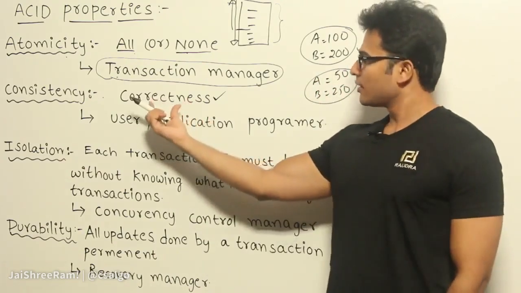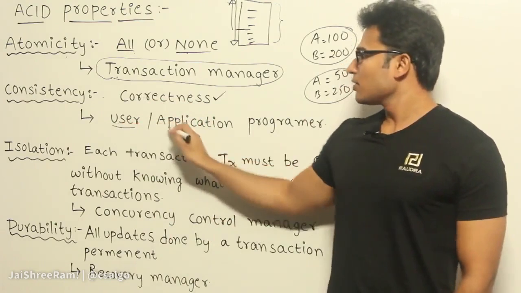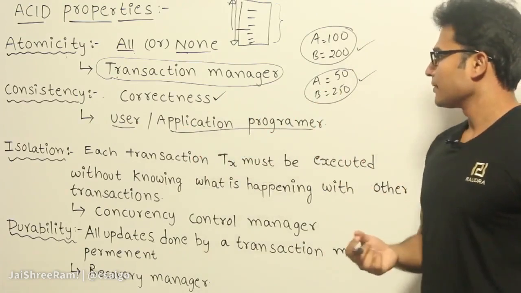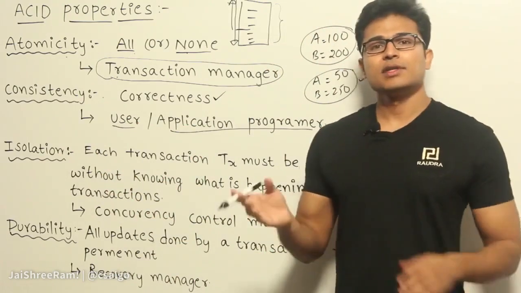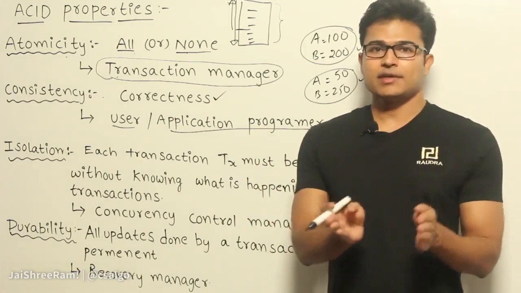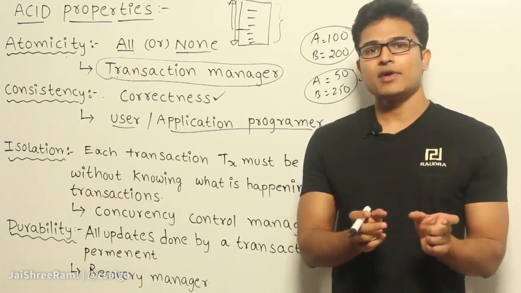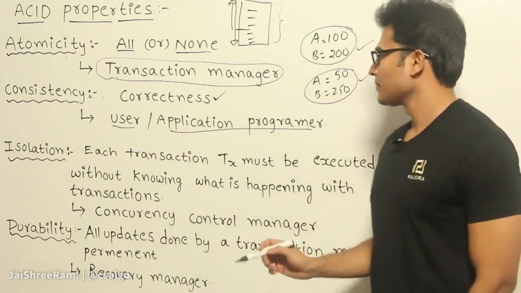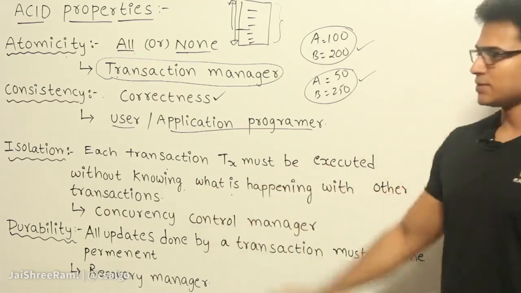Now who should be responsible for this consistency? The one who is going to write the transactions, right? Which means the user or application programmer who is writing it has to see that this is being done. And the next one is isolation. Isolation means even though we are executing many transactions together, the overall effect should be as if each transaction has been executed in isolation. A transaction should not have any effect on it because of the other transactions executing. That is called isolation, right? Each transaction Tx must be executed without knowing what is happening with other transactions.